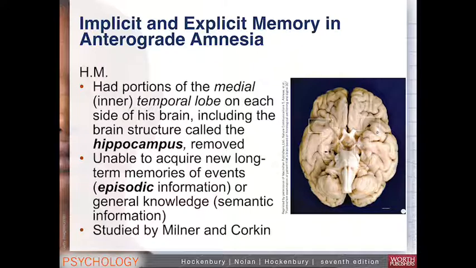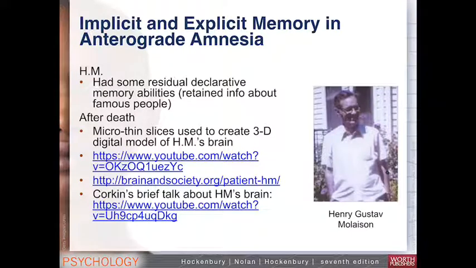And he was able to, interestingly, retain a little bit of information that was surprising. One was that he was able to retain some residual declarative memory about famous people. So he was actually able to remember a few things about that. Another thing is that we found that procedural memories were intact.